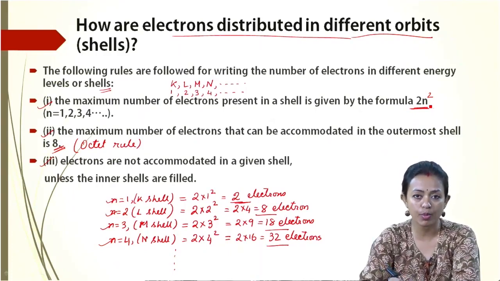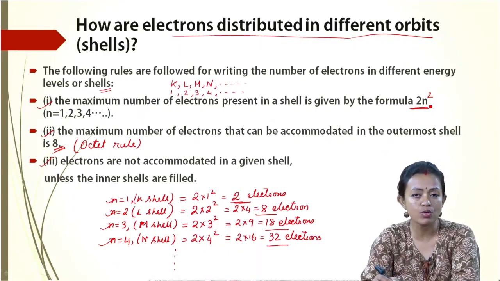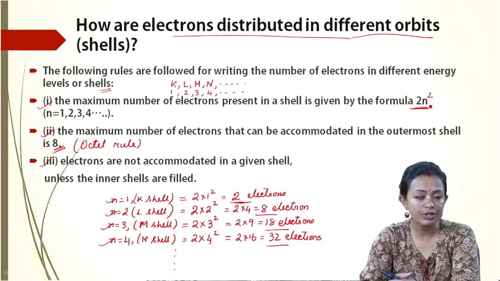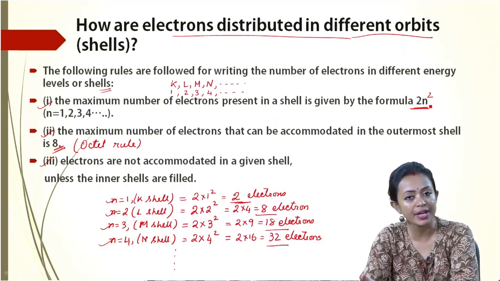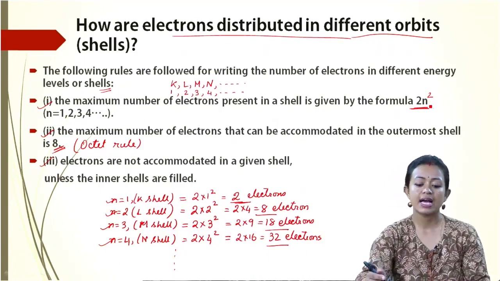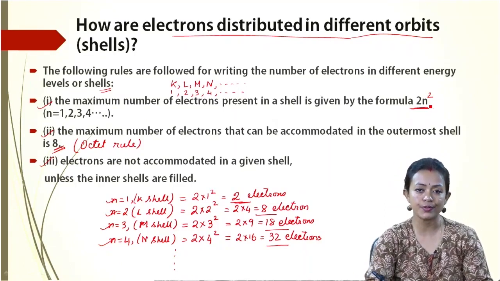The third most important rule is that electrons cannot occupy any position. The arrangement of electrons would happen such that the first energy level gets filled up, then the second, then followed by the third, fourth. Until the inner energy levels are filled up, the electrons cannot jump to the higher energy level. So I hope this is clear, how electrons are distributed in different orbits.